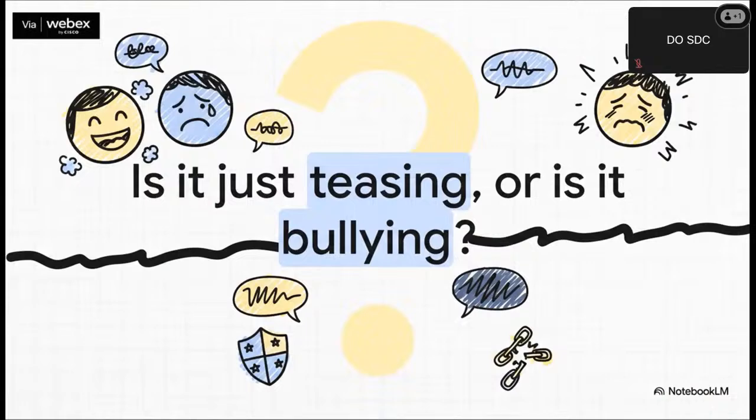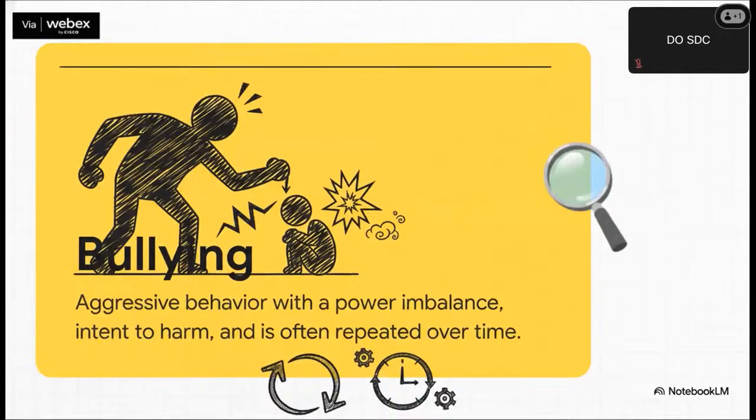But there's a really specific line where teasing becomes something much, much more serious. So how can you, as a parent, actually spot the difference? Well, the official definition gives us 3 key ingredients to look for. It's really helpful to think of it this way. Bullying isn't just a simple disagreement.